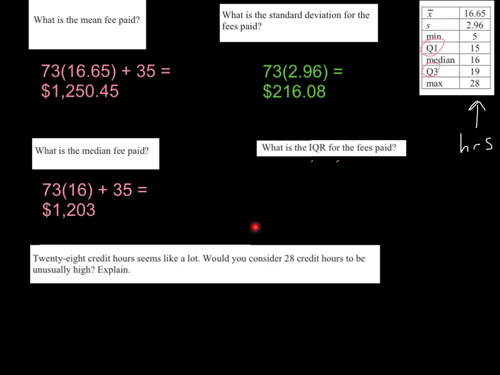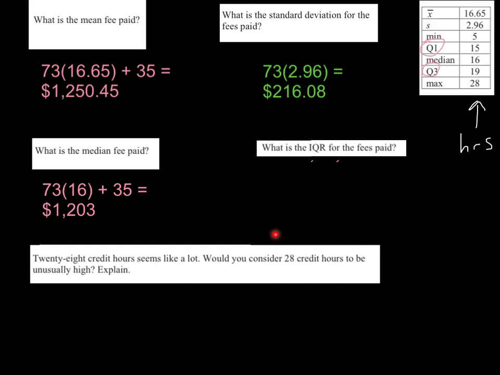What is this saying really? It's 292. We're saying that the middle 50% of fees paid, the Q1 fee paid and the Q3 fee paid, the distance between those values is a spread of $292. That's it. It's a distance.